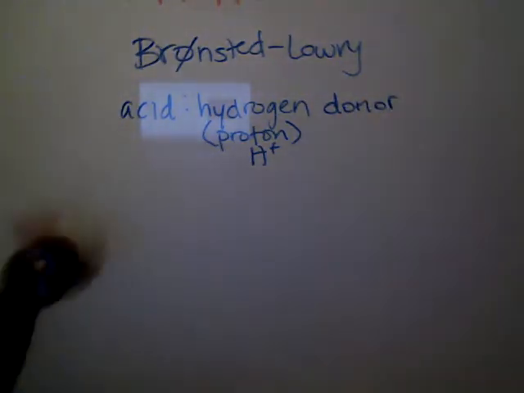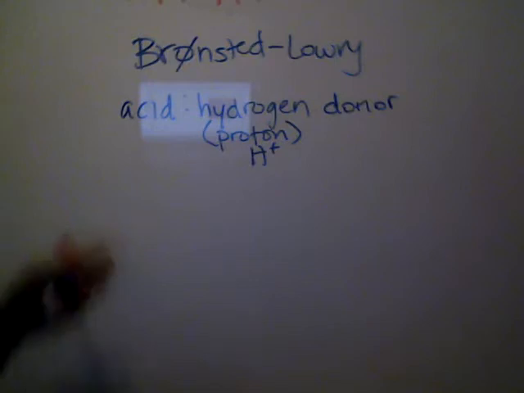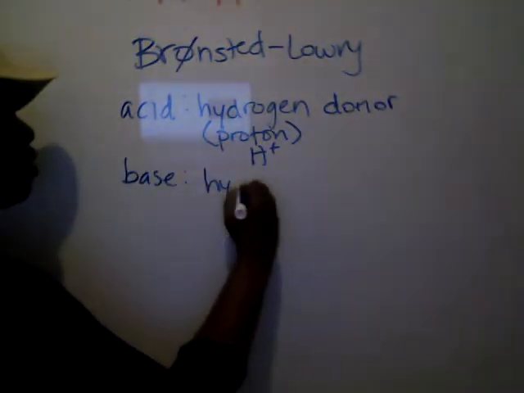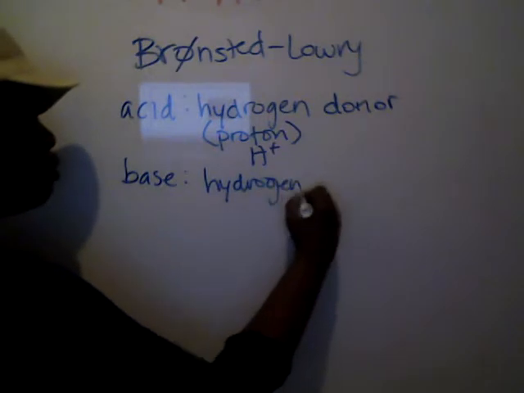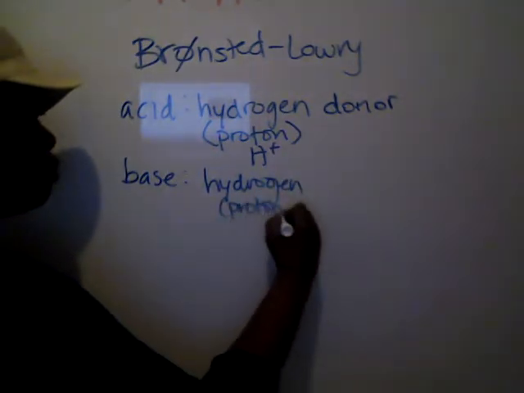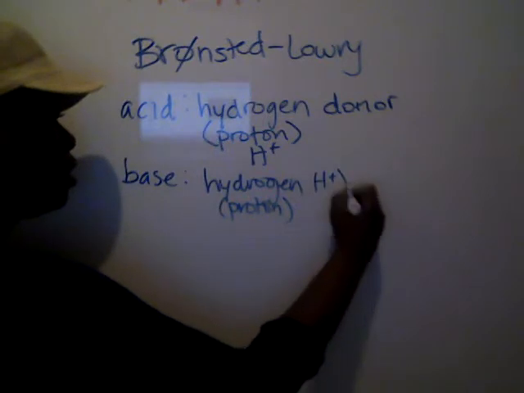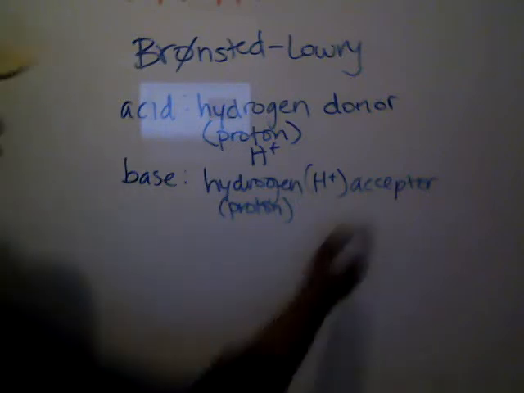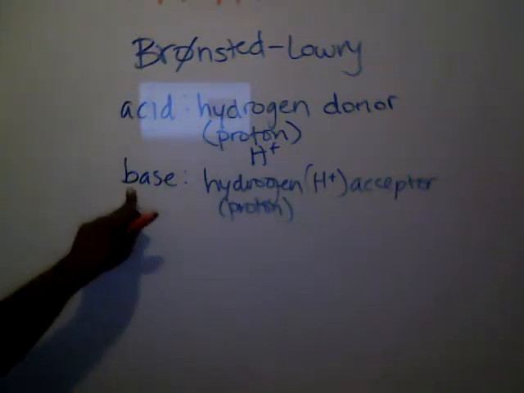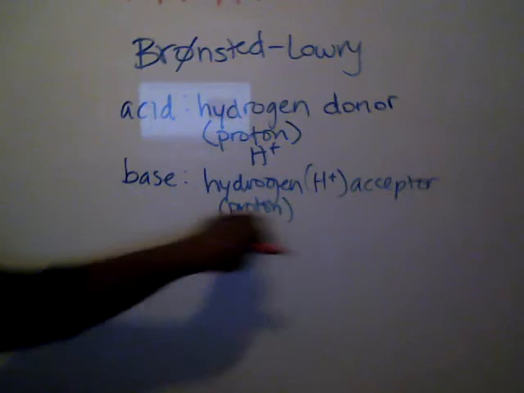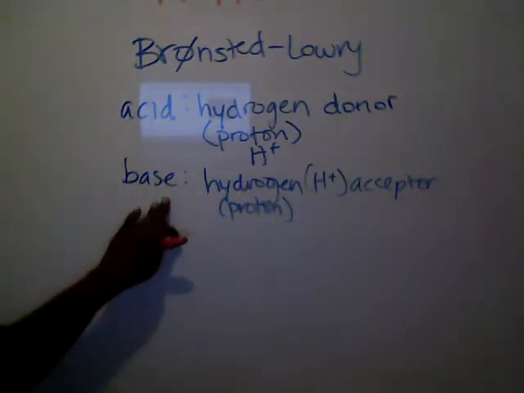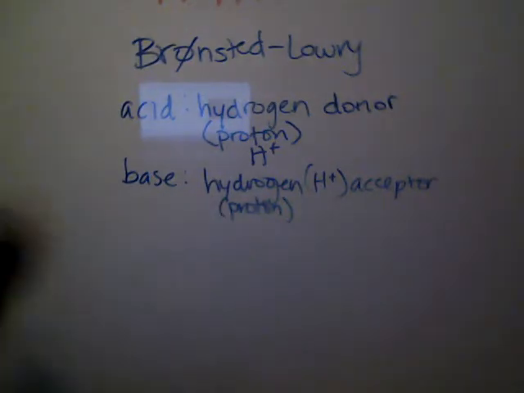Okay. So it donates hydrogen, which makes sense because all acids have hydrogens in them. According to Bronsted-Lowry, a base is a hydrogen. Again, we can use the word proton, but it's a hydrogen or proton acceptor. So it accepts the hydrogen. Okay? Now, one thing to note with this definition, the base, according to Bronsted-Lowry, doesn't really use hydroxides to define that it's a base. So this definition is going to allow us to include a lot of other things that Arrhenius's definition may not have allowed us to include.